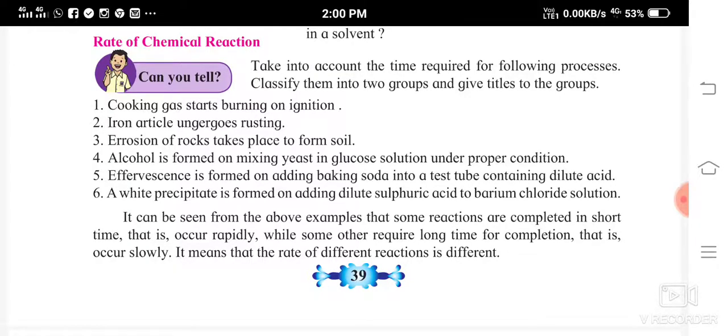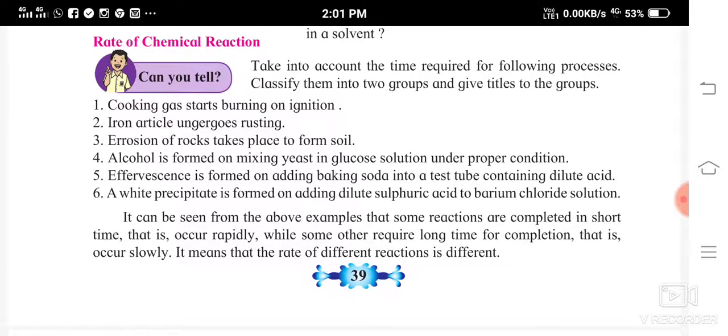Now what did you come to know when you read this? Some of the processes given below are taking place very fast and some of them are taking place very slowly, isn't it? So you can divide them as reactions completed in short time and reactions requiring long time for completion. Cooking gas starts burning on ignition. This is a very fast process, it occurs rapidly, isn't it? So a short time is required for this.